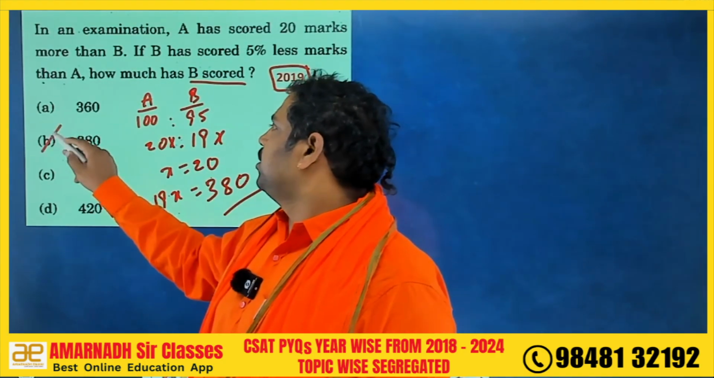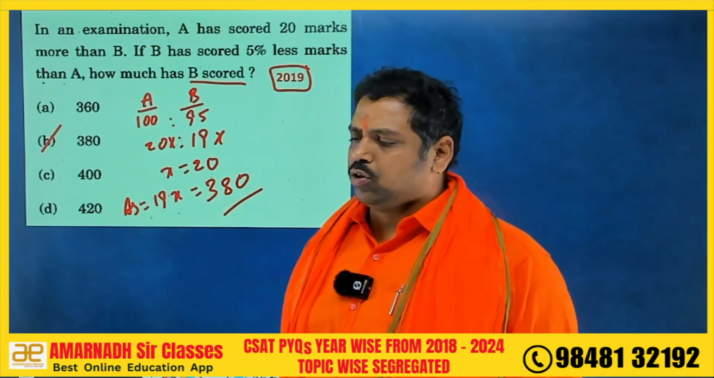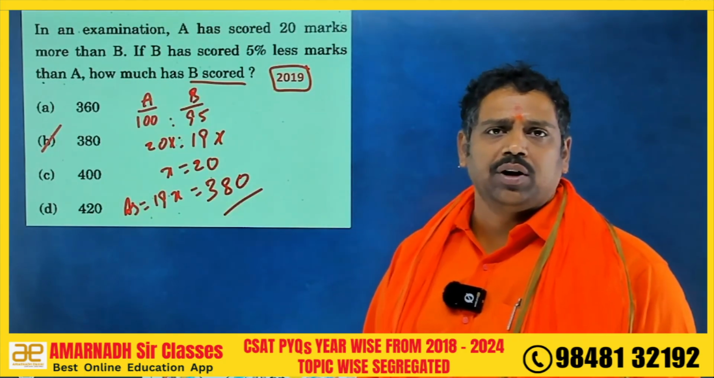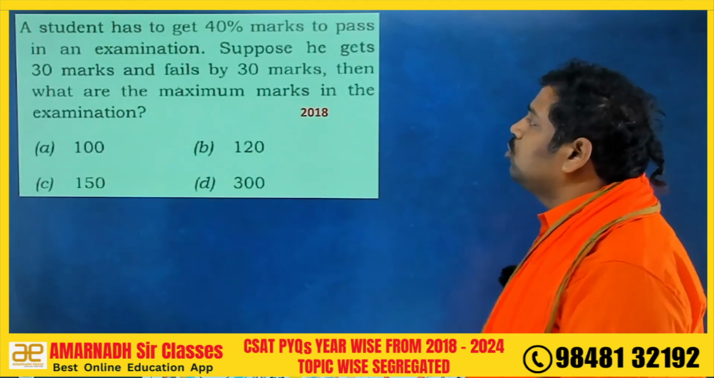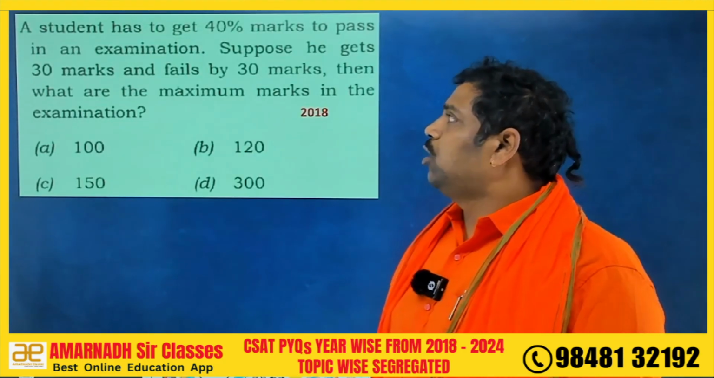Okay, so the answer is B. If you take A, you will get 400. That's also there in the options. Be careful. Okay, this is a question from 2019. Okay, now we entered into 2018. I think only one question we got in it.